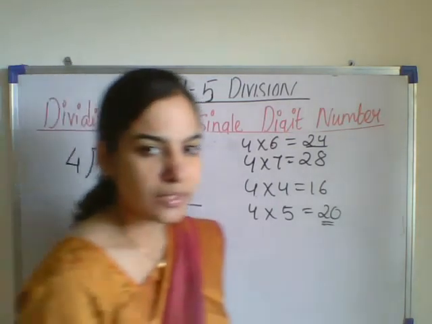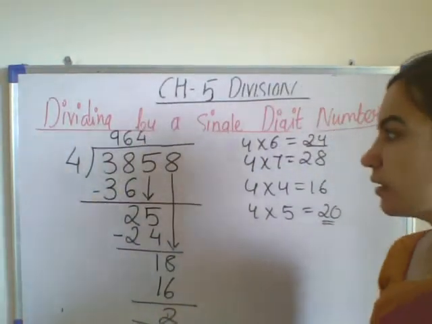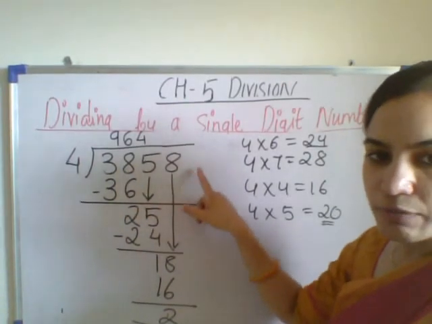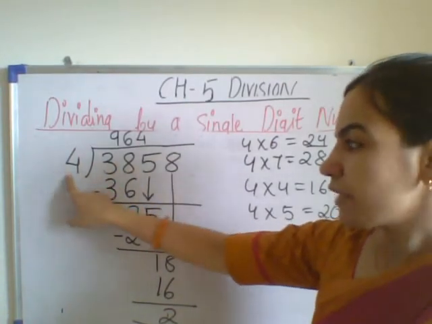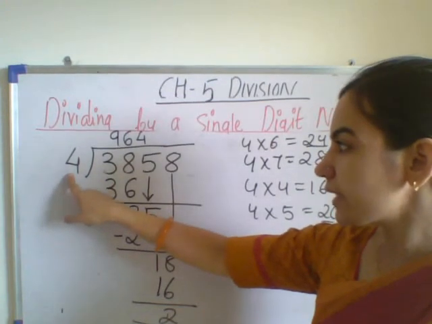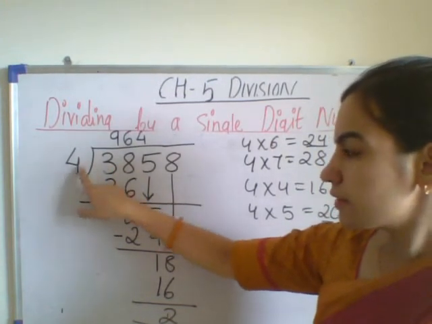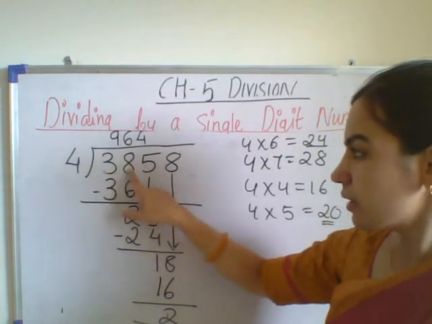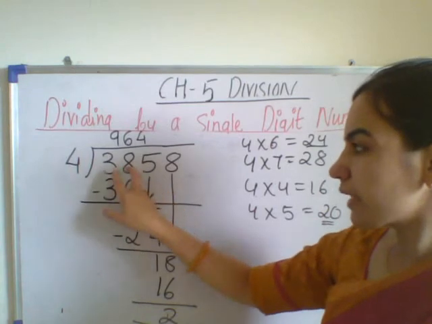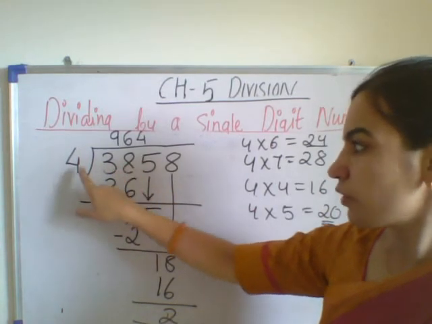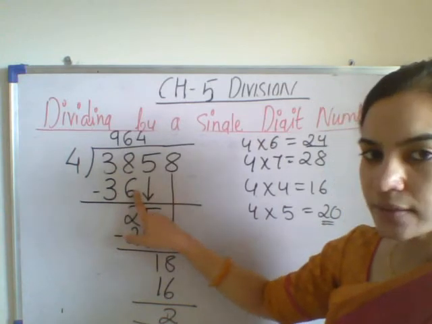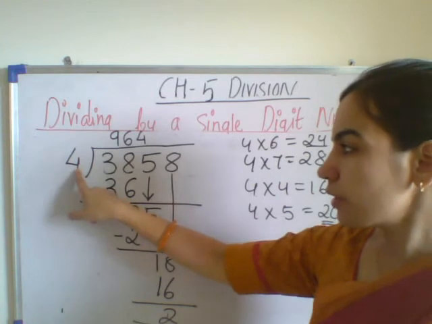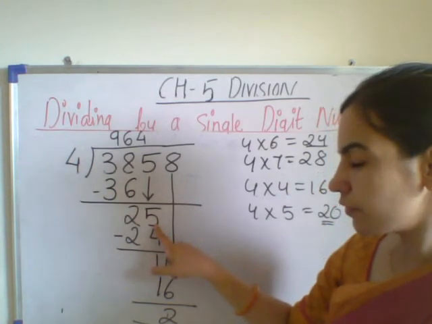So how to do the division? Let us revise it again. Here I have written 3858. You have to divide this by 4. So how will you be dividing it? 3 divided by 4, as 3 is smaller, it cannot be divided by 4. So 38, carrying the first two digits. So 4 9s are 36. 8 minus 6 is 2, as 2 is smaller than 4, so we'll be carrying down the 5.